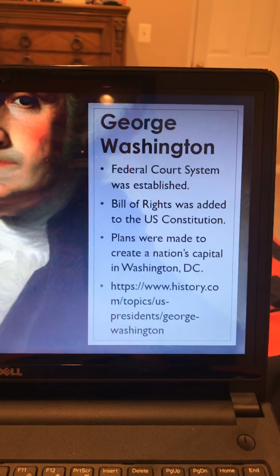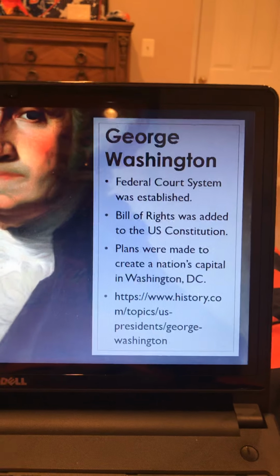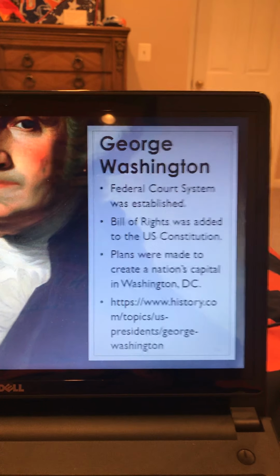By the way, do you guys see that link down there? I was looking at history.com, lots of good information on the president. So if you're doing your research on your president for this week's assignment, check out history.com.